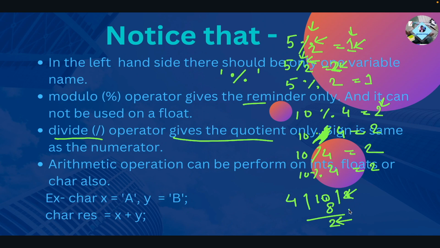So got it? If it is 11, then what will happen? It will be 3, right? So 3 will be the result of the modulo operator. When you use 11 modulo 4, it will give you 3. But when you use 11 divided by 4, it will give you 2, right? Okay.